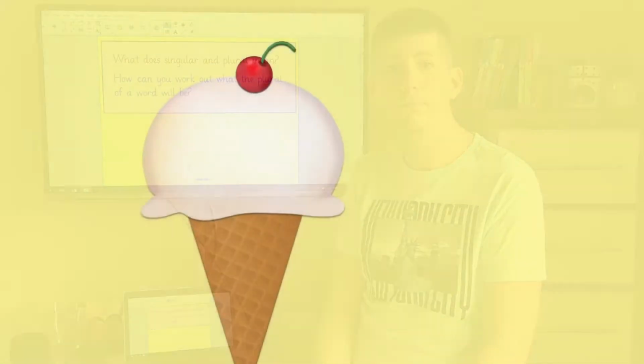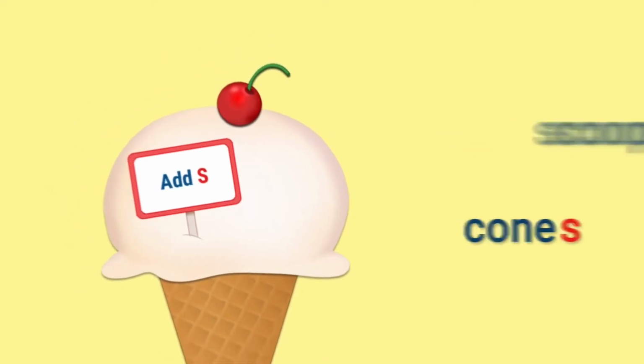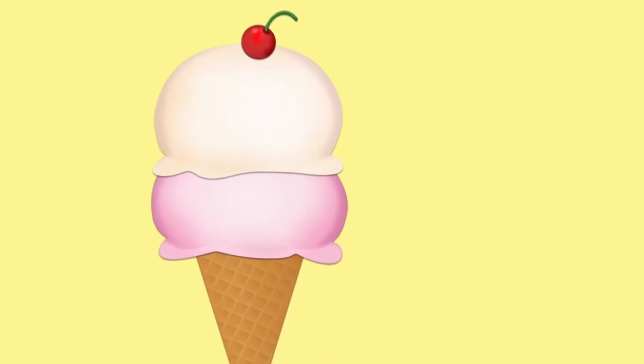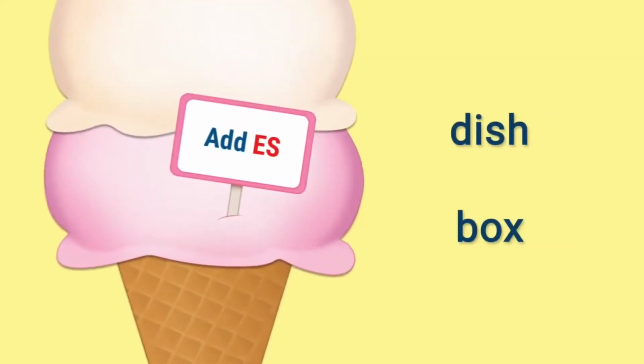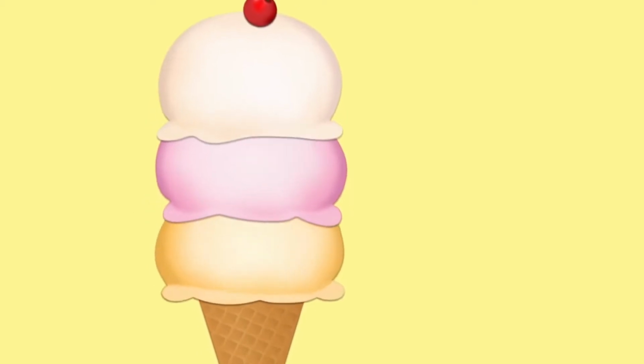The first rule is simple. To make most words plural, just add s, as in scoops and cones. The next yummy rule involves es. If you hear the sound of is, add es, as in dishes and boxes. This rule is just peachy.